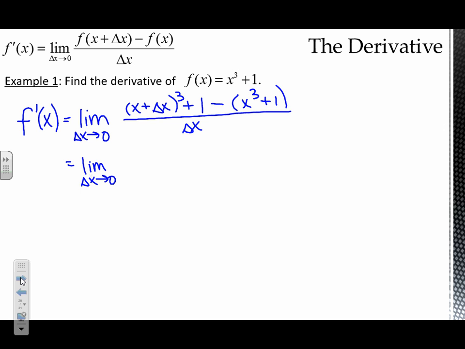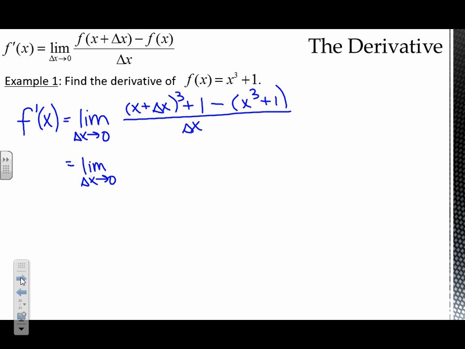If you want to use h like you did in unit 1, that is fine. It's still going to mean the same thing. And sometimes you'll see h and sometimes you'll see delta x, okay? So x plus delta x cubed.